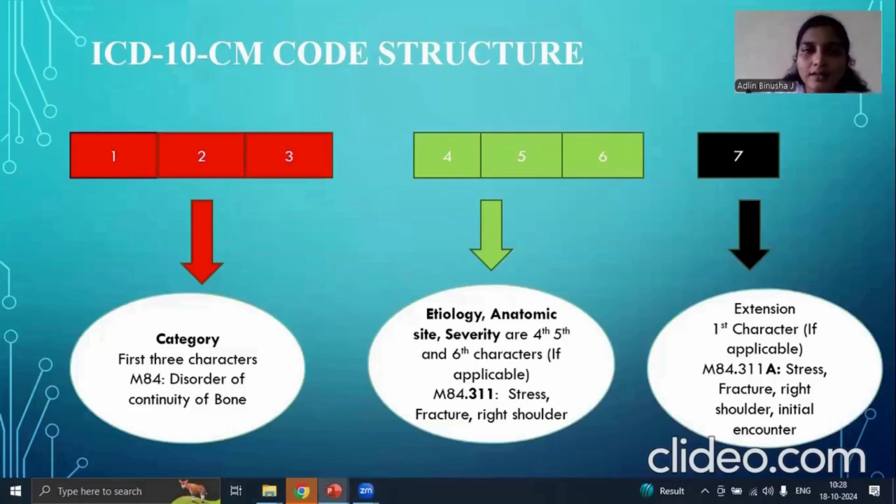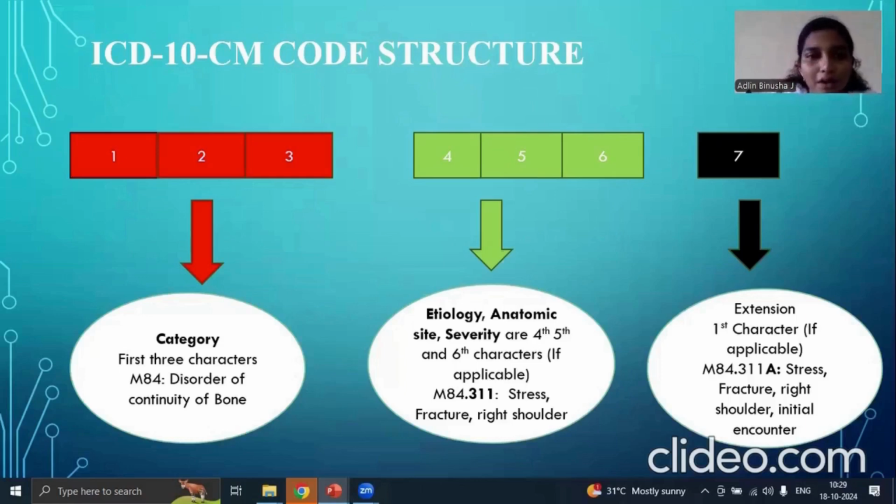This is the ICD-10 code structure. I explained it already: it's 7 characters. The first 3 characters are called the category. This is taken from the first part, the alphabetical table. In a medical report, they will state that it's a fracture, a discontinuity in bone, in the right shoulder, due to some stress on the right shoulder, and whether it is the first encounter or the second encounter. They will give everything in the medical report. This needs to be coded now.